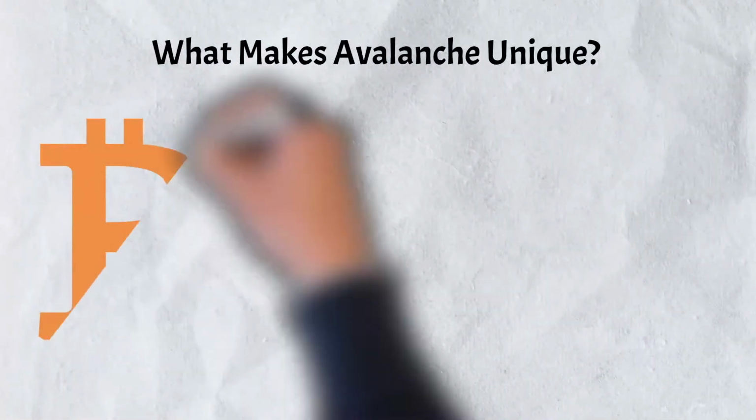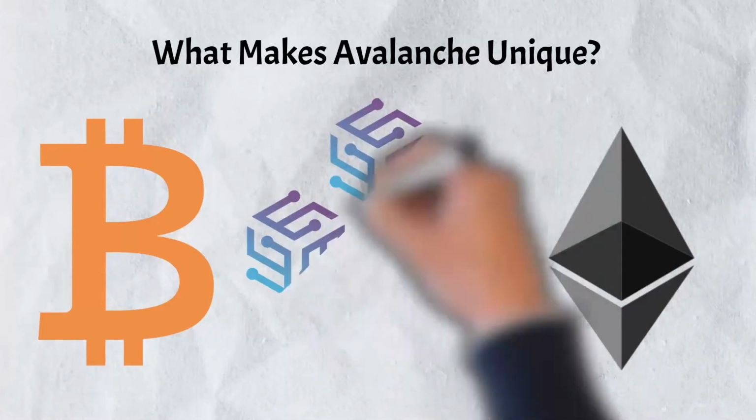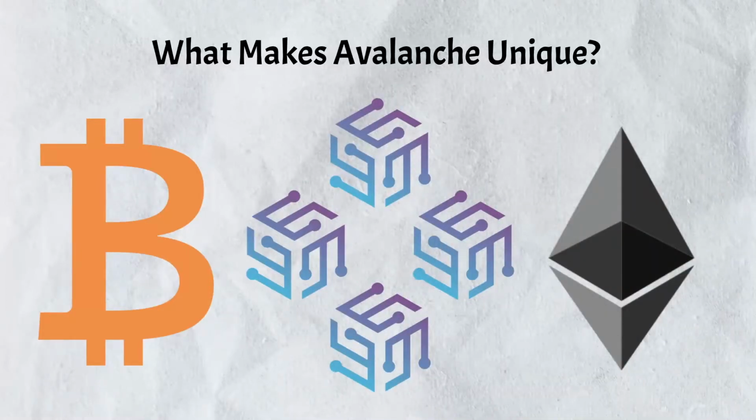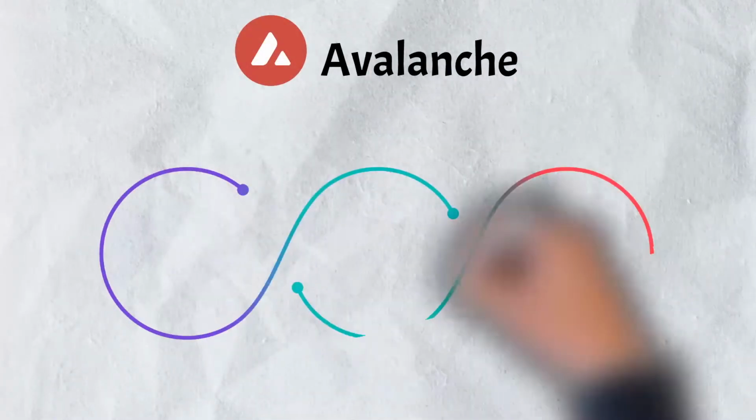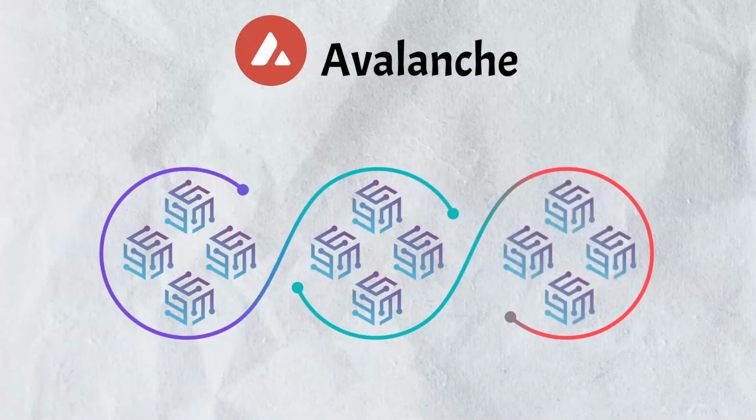So, what makes Avalanche unique? Most cryptos like Bitcoin and Ethereum consist of a single blockchain. Avalanche consists of 3 interoperable blockchains, each having a distinct purpose.